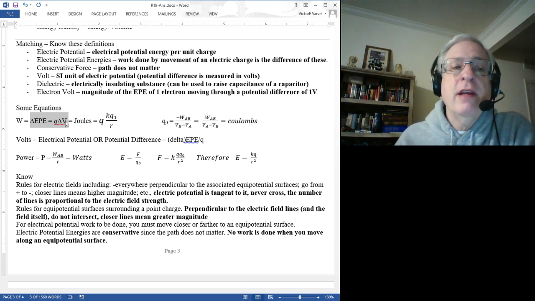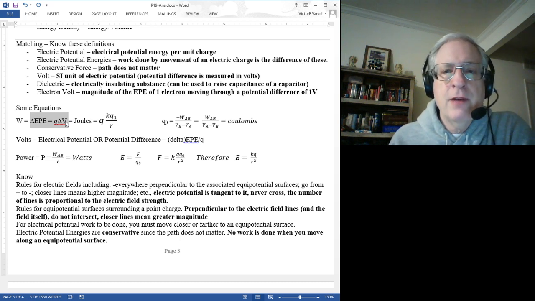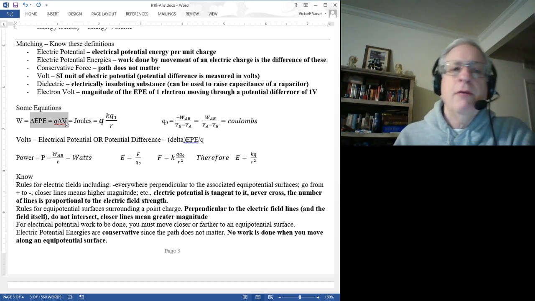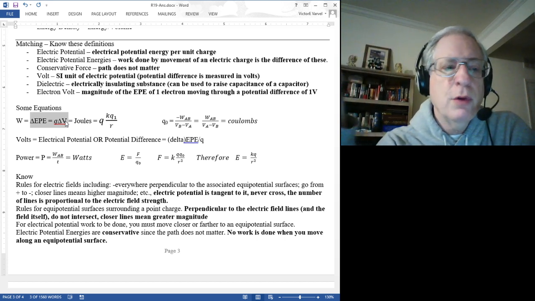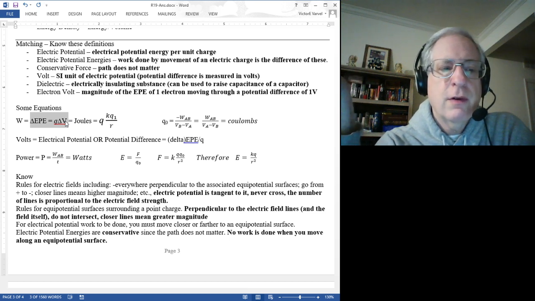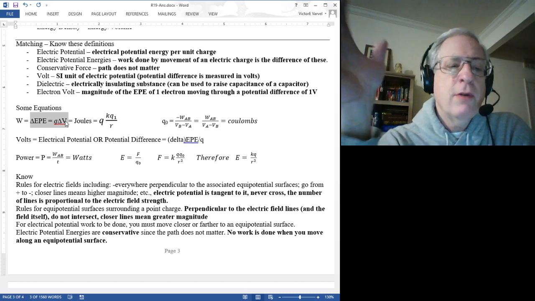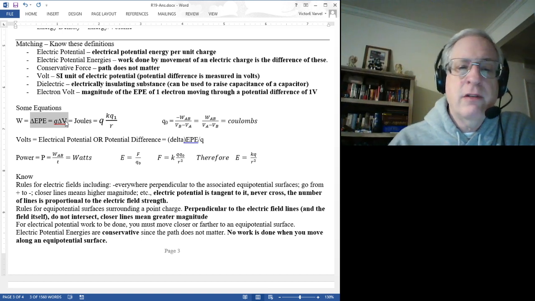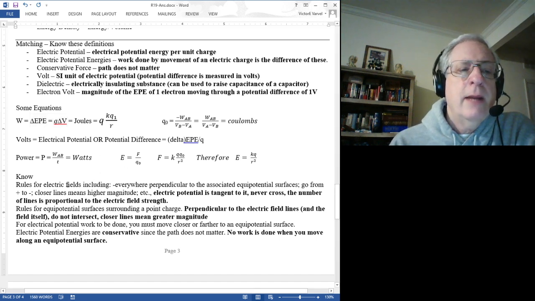Now voltage is a conservative force, and what that means is that the path does not matter. All that matters is how far you displace yourself in the electric field. If you move along an electric field line, you do work. If you move along an equipotential surface, you do no work because the potential didn't change. Delta V is 0 if you move along an equipotential surface.